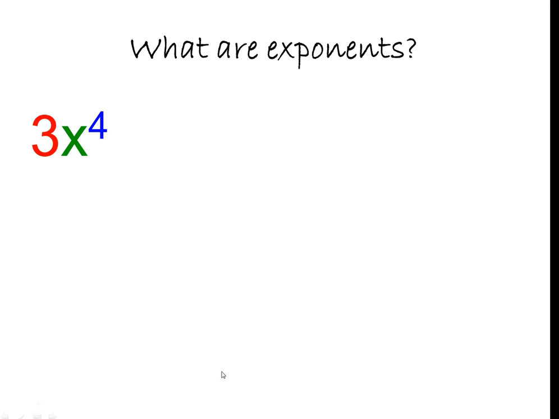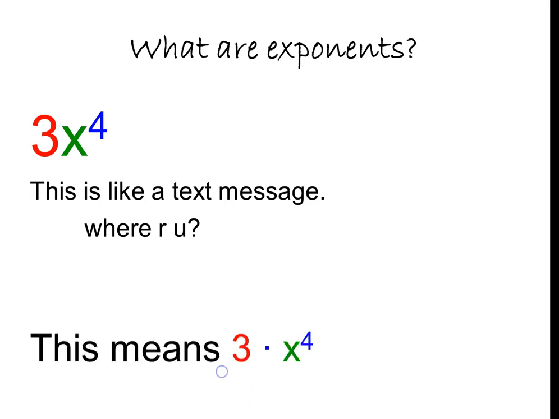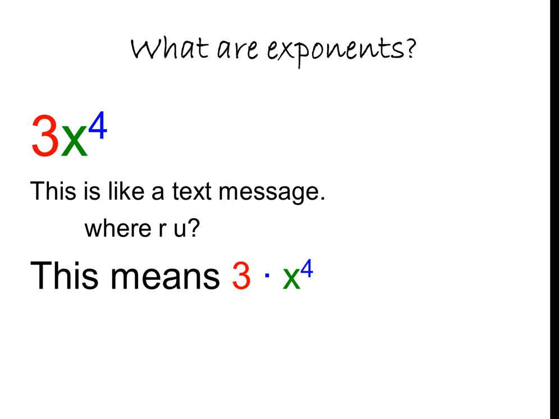All right, so let's take 3x to the 4th and see what it actually means. This is a little like a text message. When you say, where are you? You don't spell out A-R-E or Y-O-U. So this is like a text message telling you what is happening. And what's really happening is 3 is multiplied by x to the 4th. And x to the 4th really means there are 4 x's. So this is what is really being said when you have 3x to the 4th.